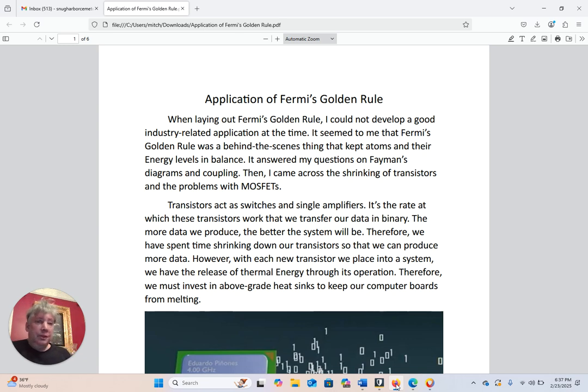It did answer my questions on Feynman diagrams and coupling, but I was unable to come to something in industry that it directly related to. But I was now able to find that. And one of the areas where Fermi's golden rule works well is with transistors.